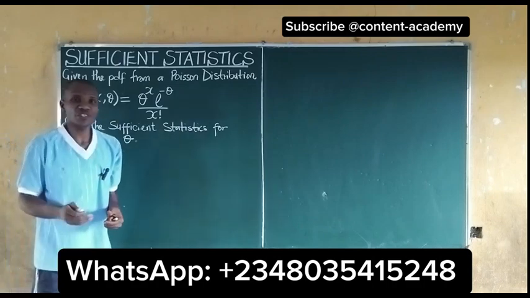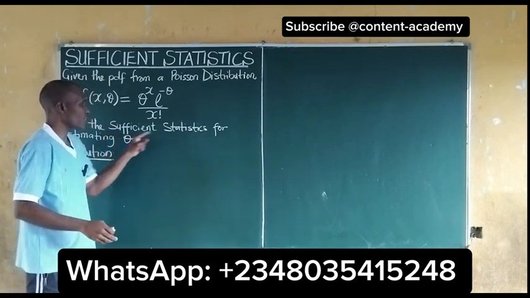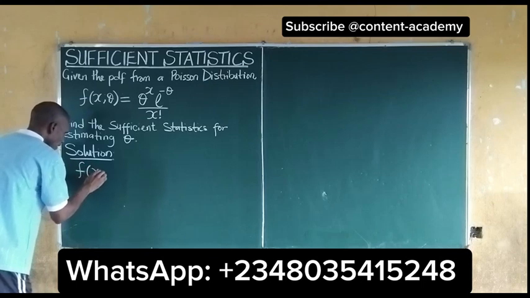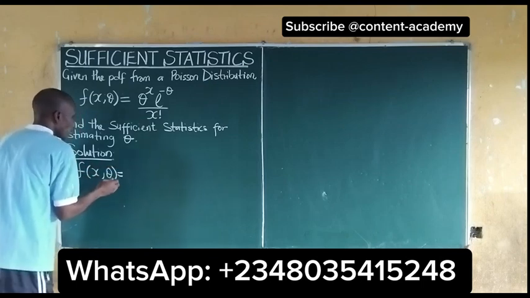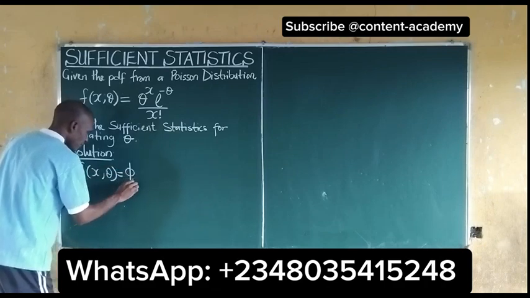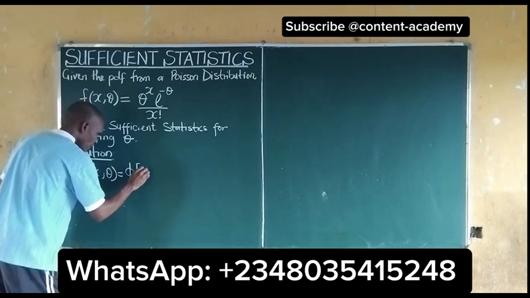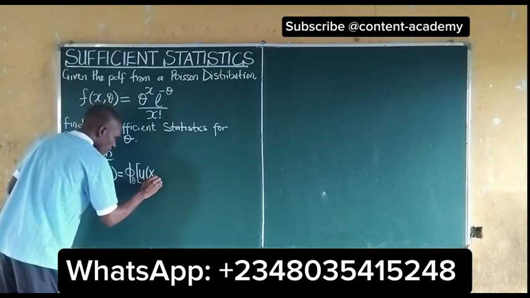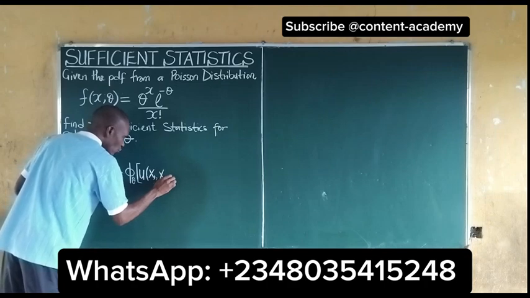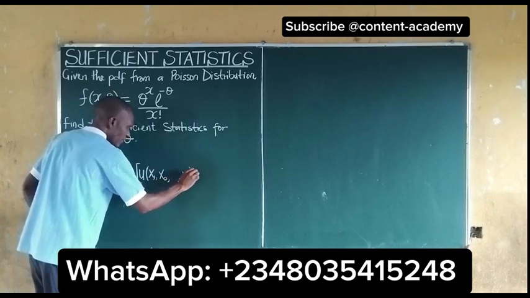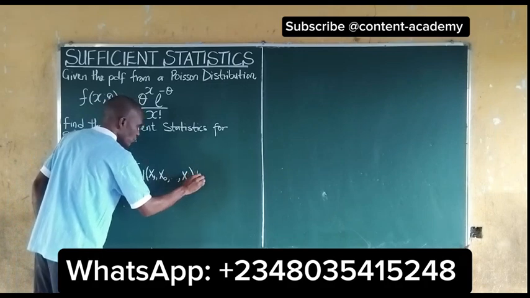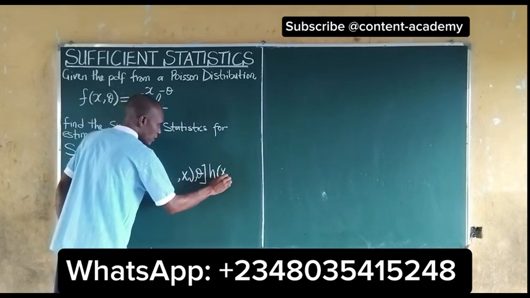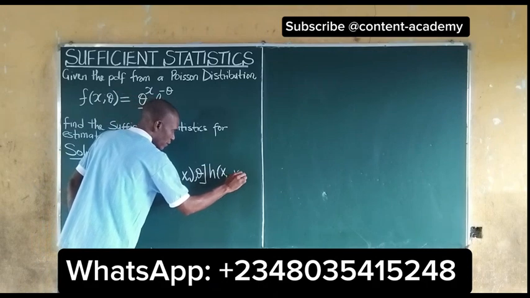The factorization theorem is used to find sufficient statistics. The factorization theorem states that a statistic is said to be sufficient if and only if it satisfies this condition. That means the given PDF can be factored into two components, where one of the components depends on the parameter theta and the other component depends on x.